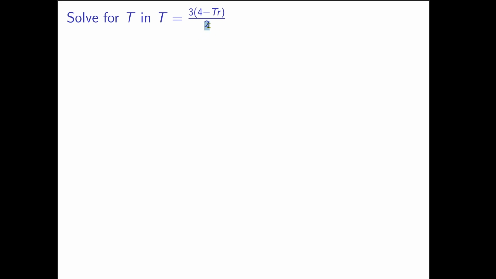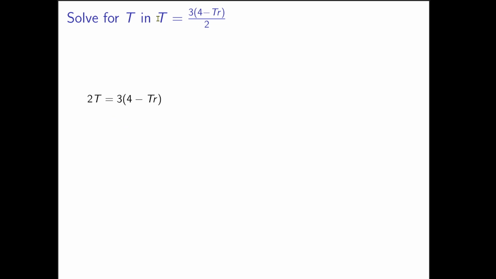So in order to not have any fractions at all in the problem, I'd like to multiply both sides by 2. Take a look at the new right side. It's just the numerator from before, so 3 times, and then in parentheses 4 minus tr. The 2 that was in the denominator is gone because we multiplied both sides by 2. But on the left side, which used to say t, now we have 2 times t. We just wrote 2t without a multiplication sign.